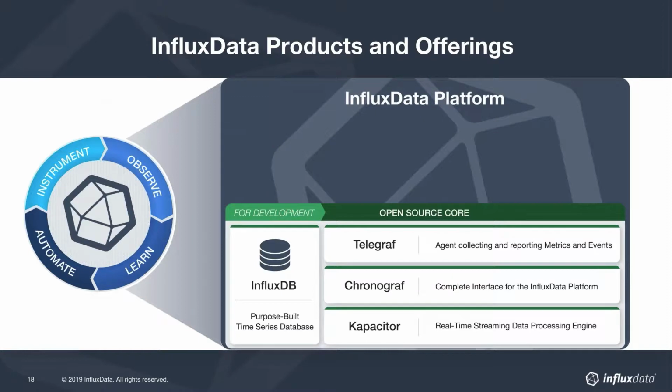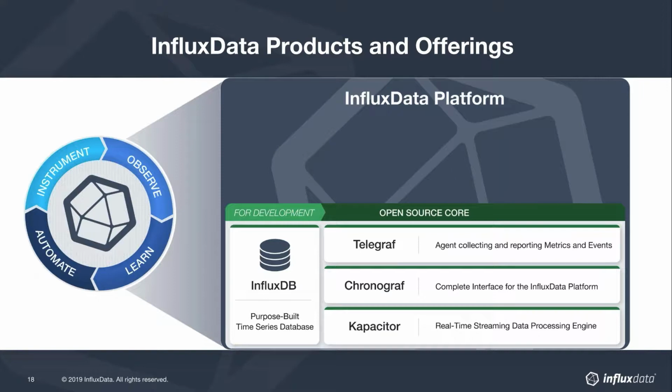So let's talk a little bit about InfluxData's products and offerings. The platform as a whole, as I mentioned, consists of 4 components. Telegraf, which is our agent for collecting and reporting metrics and events. InfluxDB, which is the time series database that has been purpose-built for time series data.